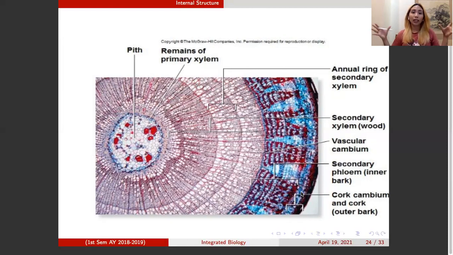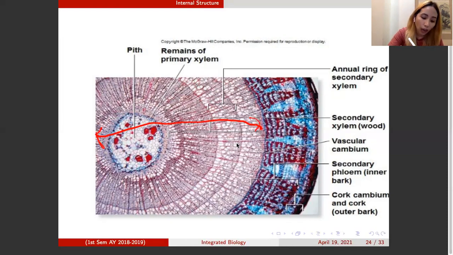So basically, kapag tinignan mo yung trunk ng tree or a stem of a plant with secondary growth, from the outside, you have the bark, then the vascular cambium, then the wood. That's how it is. So diniscuss natin yung wood, alam na natin kung paano na-form. Na-discuss na siya, alam na natin yung attributes na.